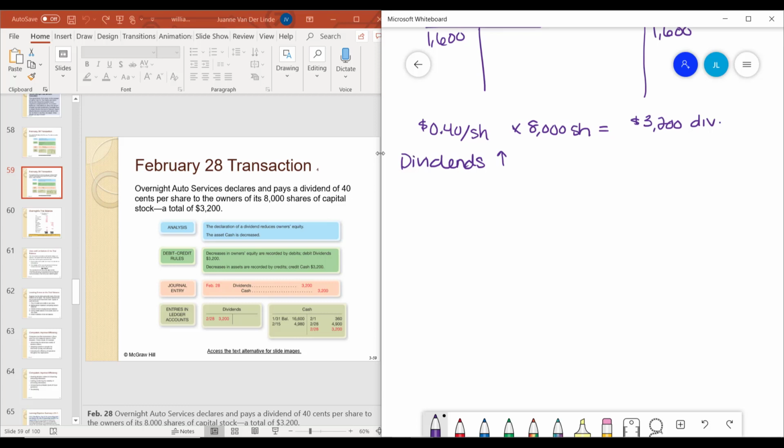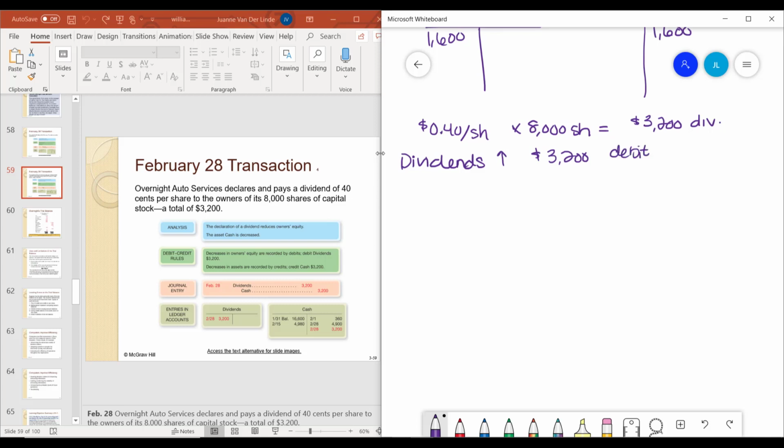It's not an expense. Dividends is something else. It is a payment to owners. So dividends are going up in the amount of $3,200. What do dividends do to retained earnings or to owner's equity overall? Remember, we said it decreases it. So any decrease to owner's equity needs to be shown with a debit, just like an expense.